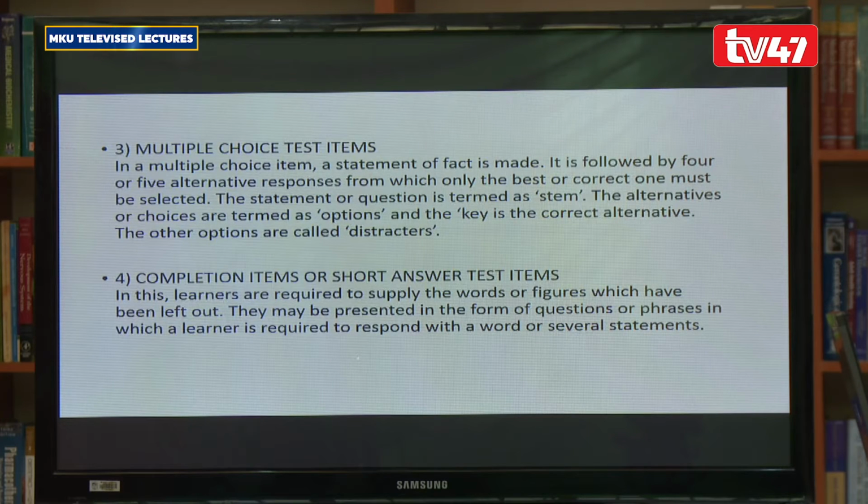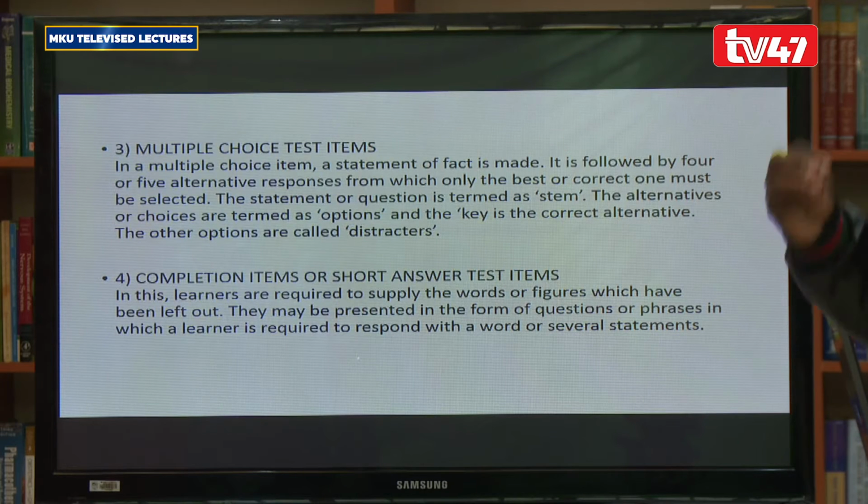Now, apart from that, we also have a 4th type of objective type of tests, and this is what we call the completion items or short answer test items. In this kind of test, the learner is given a statement or is supplied with words or a phrase or a figure which the learner is supposed to complete by filling in the part of that statement or the part of that figure that has been left out.